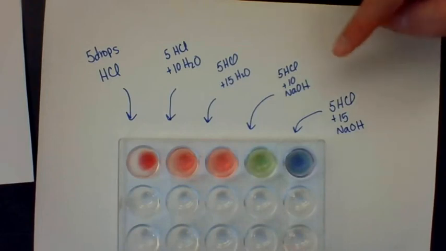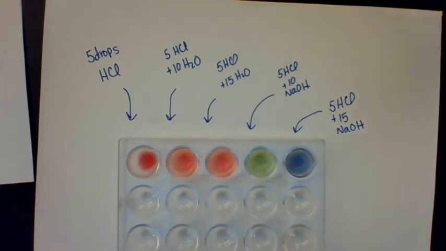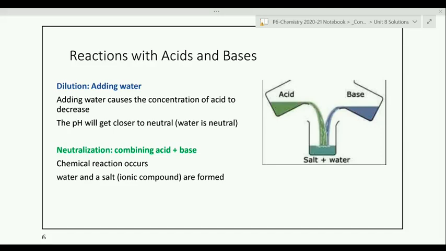And that's because when you add sodium hydroxide, which is a base, to our acid, a chemical reaction is going to occur. And that's something we call a neutralization reaction. What we just saw in the wells were 2 little mini examples of dilution and then neutralization. So in the wells where we added water, we were diluting the acid, and we saw that diluting was not super effective at changing the pH. It did not change very much. And with the other couple of wells where we added sodium hydroxide, there was a chemical reaction occurring. There's a neutralization reaction. That's what happens when you combine an acid and a base.